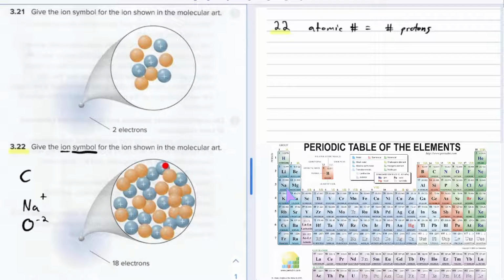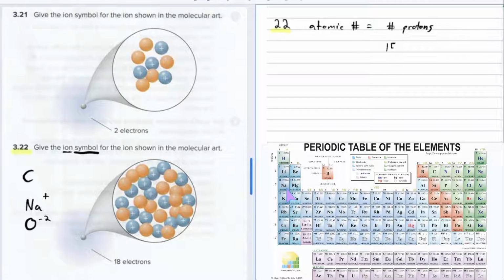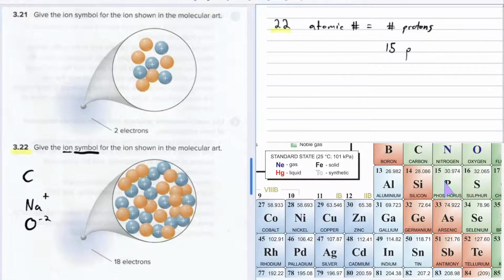So first, let's just count how many protons. 1, 2, 3, 4, 5, 6, 7, 8, 9, 10, 11, 12, 13, 14, 15. Hopefully I got that. So you got 15 protons. And then you find element number 15 on the periodic table. It looks like that's phosphorus. Okay, there it is. That's atomic number 15, element number 15. So the 15 protons, the symbol is going to be P.